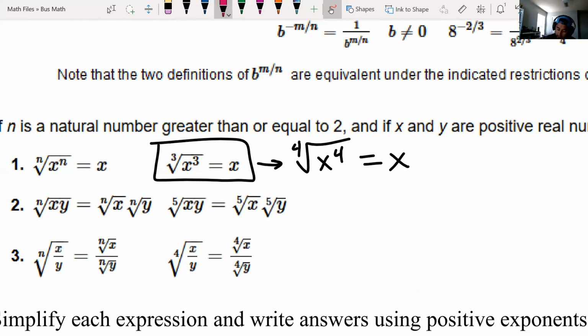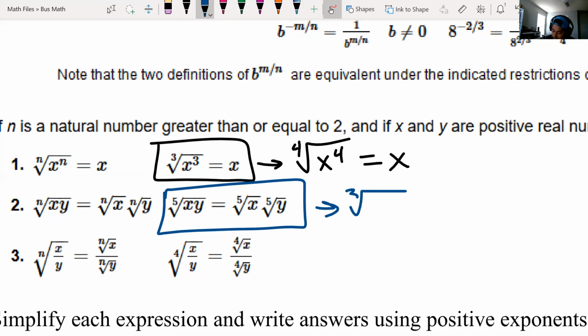Okay. The next property is going to be the nth root of x times y can be rewritten as the nth root of x times the nth root of y. So this one says the 5th root of x times y can be rewritten as the 5th root of x times the 5th root of y. I'll do another example. Let's say I had the cube root of mn. Then what this property says is I can break it up into multiplication. I can make this the cube root of m times the cube root of n. So all this property says is you can break up a radical by multiplication.